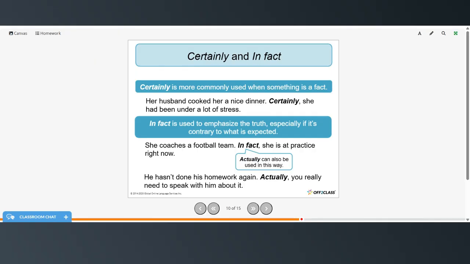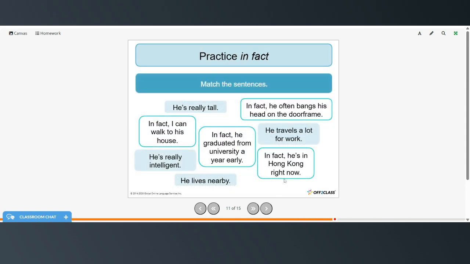Actually can also be used this way. He hasn't done his homework again. Actually, you really need to speak to him about it. Again, match the first half to the second half to make sentences. Again, you can pause the video, try this on your own, and then restart when you're ready to check your answers.